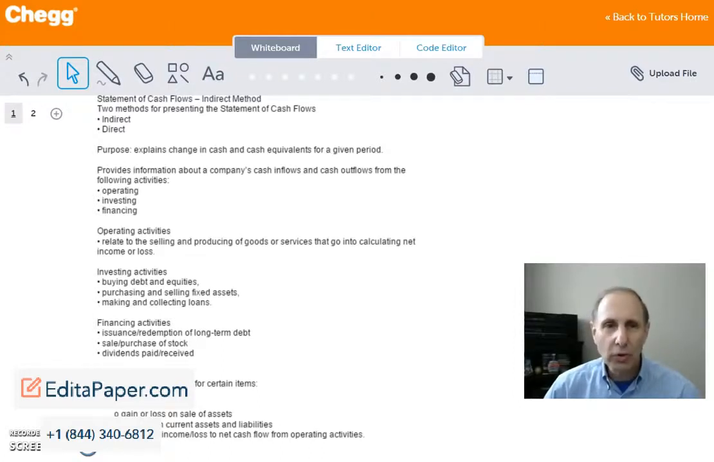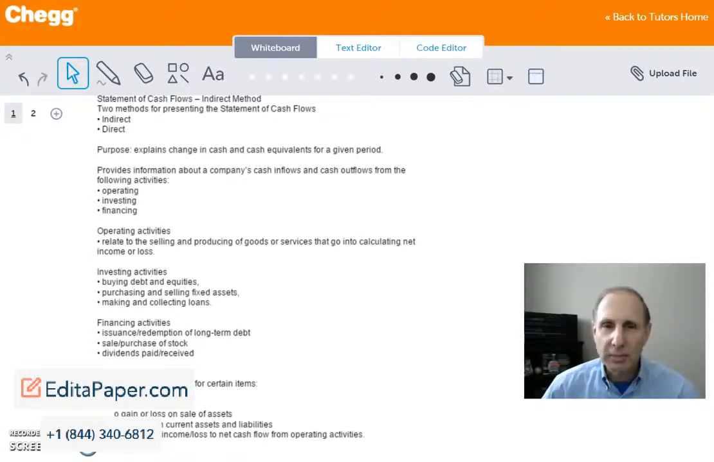In today's tutorial, we're going to discuss the statement of cash flows using the indirect method. In preparing a statement of cash flows, there are two methods that can be used, the indirect and the direct method. For today, we're only going to focus on the indirect method.